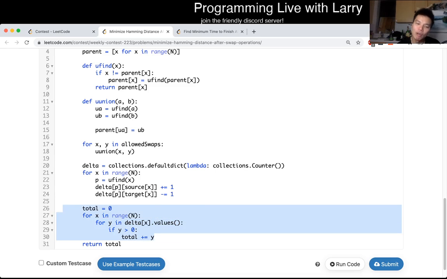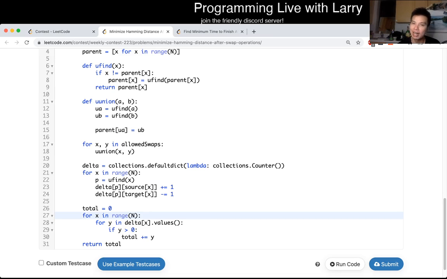And here, you may say, okay, the for loop. Why is this O of n? Well, the reason why this is O of n is because of the union find, each index can only be in one place under one parent. So that means that they only contribute to delta in one place. So if you sum up all the number of counts in delta, that's going to be O of n, if that makes sense.